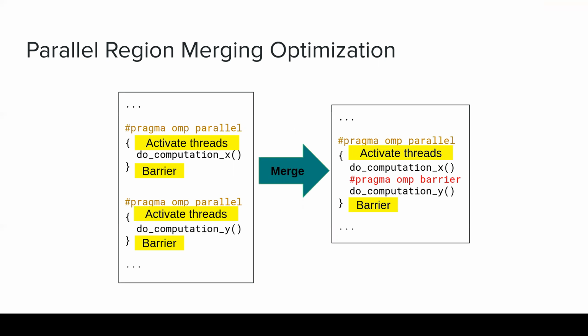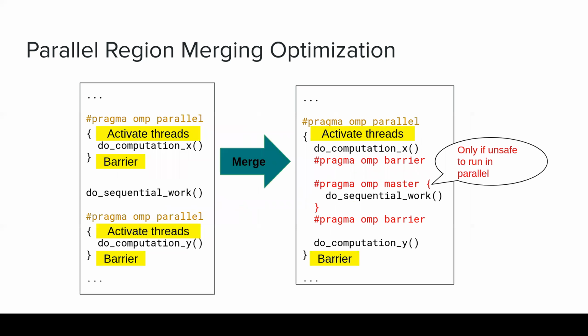So if you download it, this will actually happen for you. If you have adjacent parallel regions, you don't have to activate all threads, do the first computation, have a barrier, deactivate all threads, more or less make them go to sleep somehow, and then activate them again for the next parallel region. What you can instead do is activate them only once and have a barrier in between. And we will actually work on removing these barriers as well. But the first step is to merge these parallel regions, and as of now, we are in the process of extending that to allow sequential code in between.